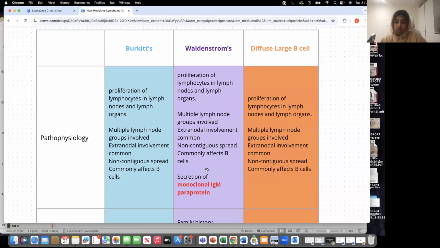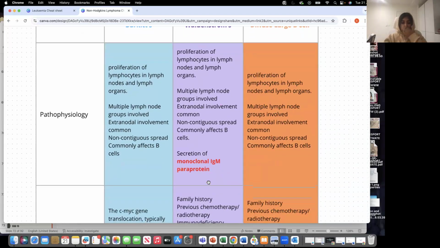Waldenstrom is special because it secretes a special type of paraprotein, a monoclonal IgM paraprotein. If you see that in the stem, it's more likely to be Waldenstrom. The way to remember that is a W turned upside down is an M. So IgM paraprotein.